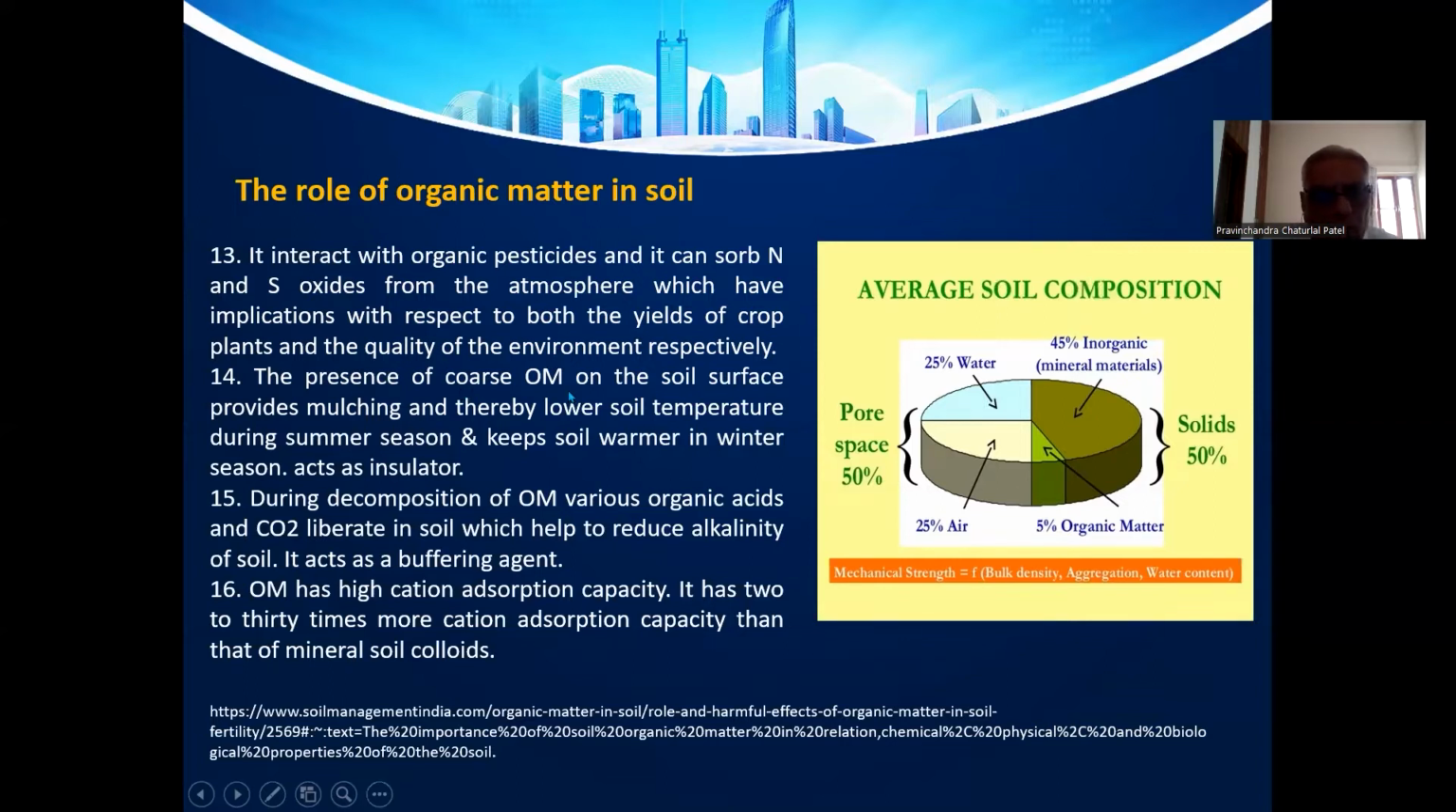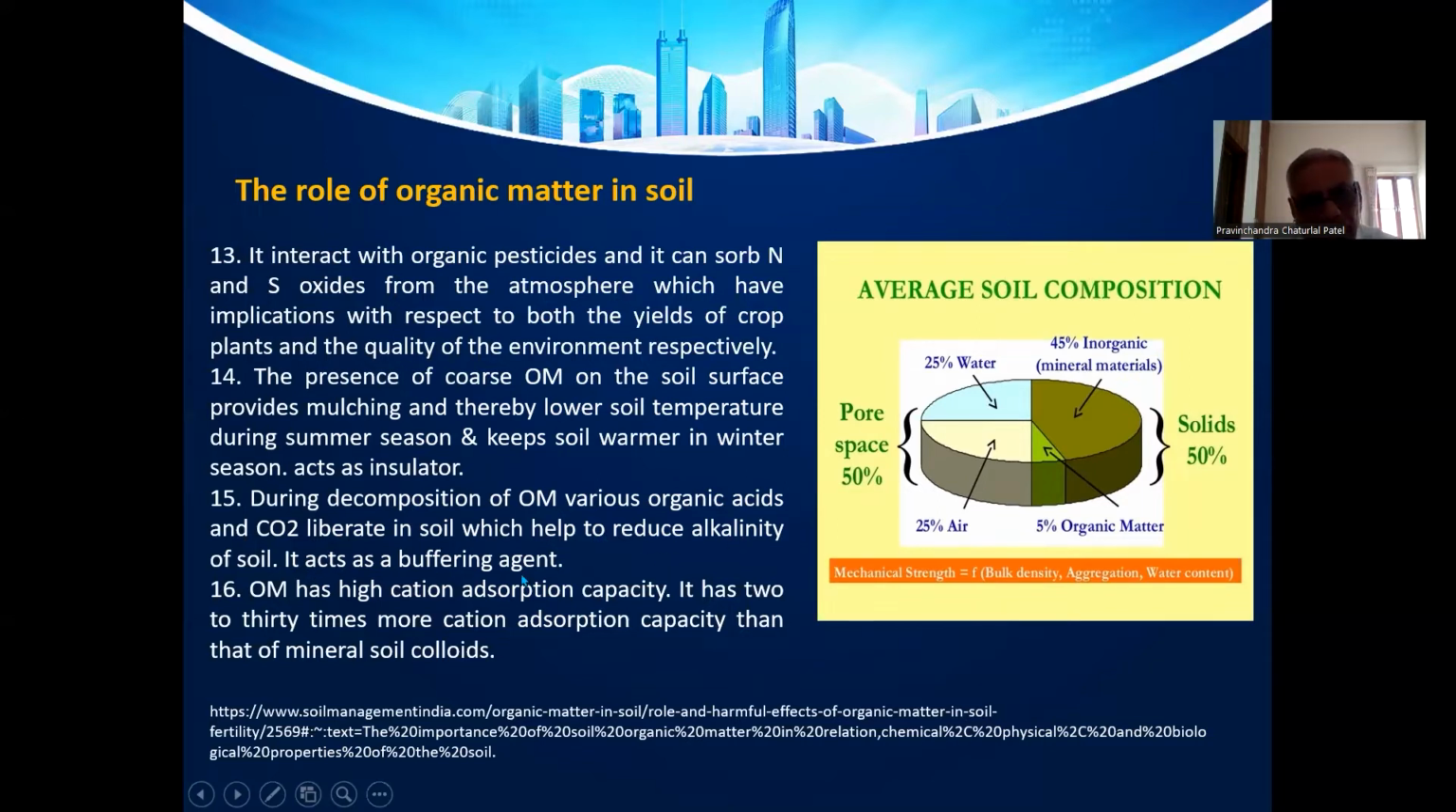The presence of coarse organic matter on the soil surface provides mulching and thereby lowers soil temperature during summer season and keeps soil warmer in winter season. It acts as an insulator. So you know that the coarse organic matter on the soil surface helps as a mulch and acts as an insulator. Then the last one, during decomposition of organic matter, various organic acids and carbon dioxide are liberated in soil, which help to reduce alkalinity of soil.